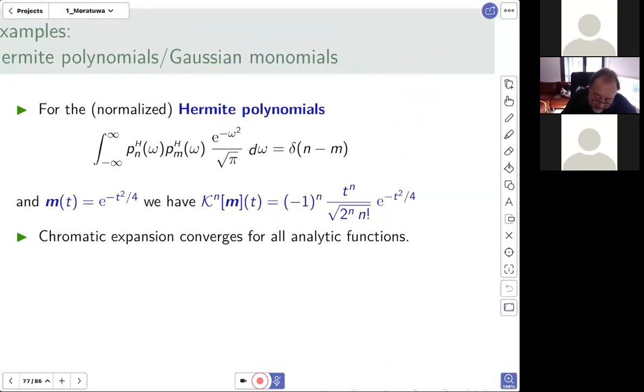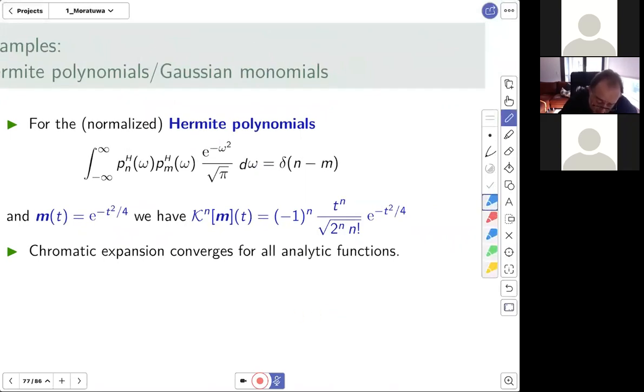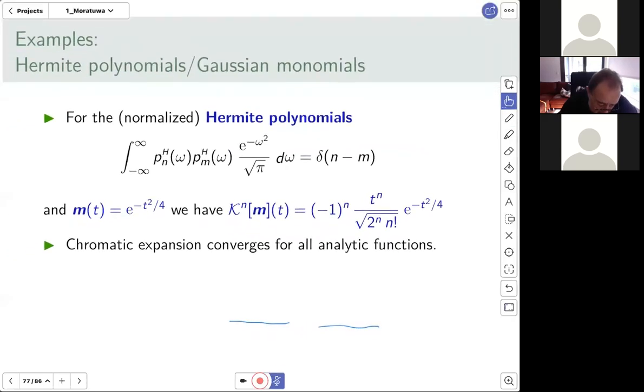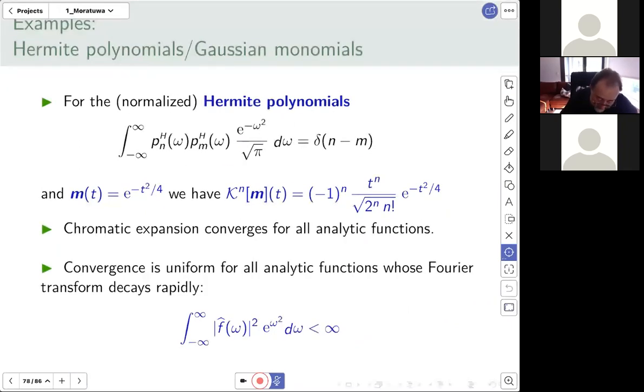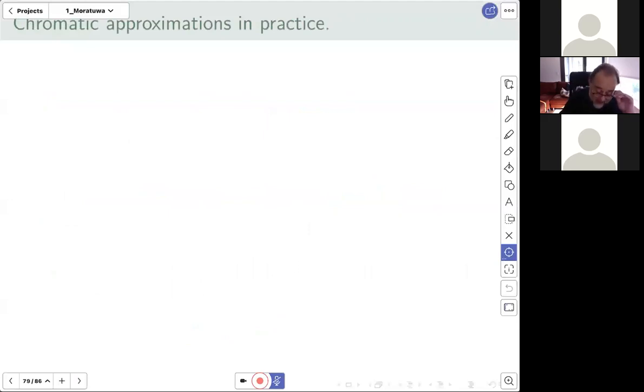Hermite polynomials, on the other hand, provide you with an example of both differential operators and corresponding expansions that work for non-band limited signals. So for as long as the spectrum decays faster than e to the minus omega squared, then the expansion still works. So the bottom line is the technique is extremely flexible.